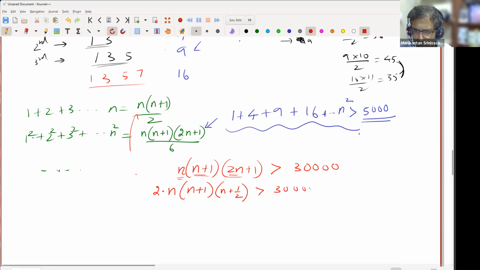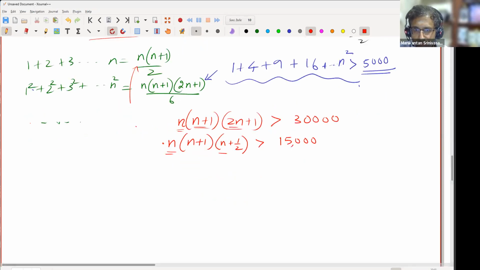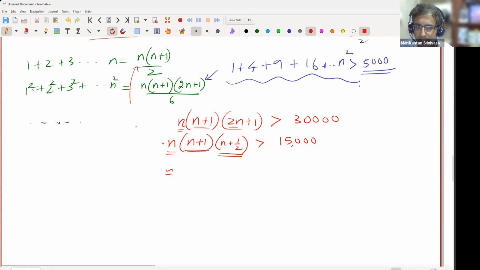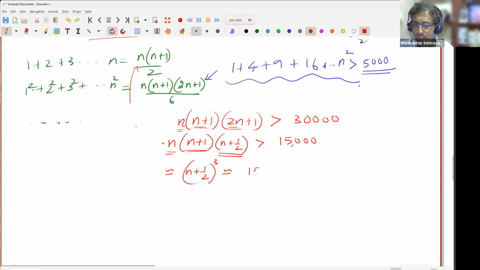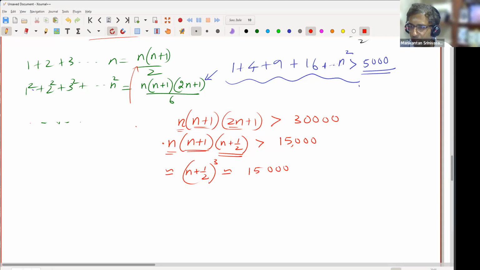Correct? Now you'll see why I'm doing this, right? I'll move the 2 to this side. I divide by 2, getting 15,000. Correct? You're okay with me so far? Now, n plus half, n, and n plus 1 are all fairly tightly close, right? So I can approximate this to be approximately (n plus half) whole cube. So we are looking for a perfect cube which is close to 15,000. Are you guys okay on this one?